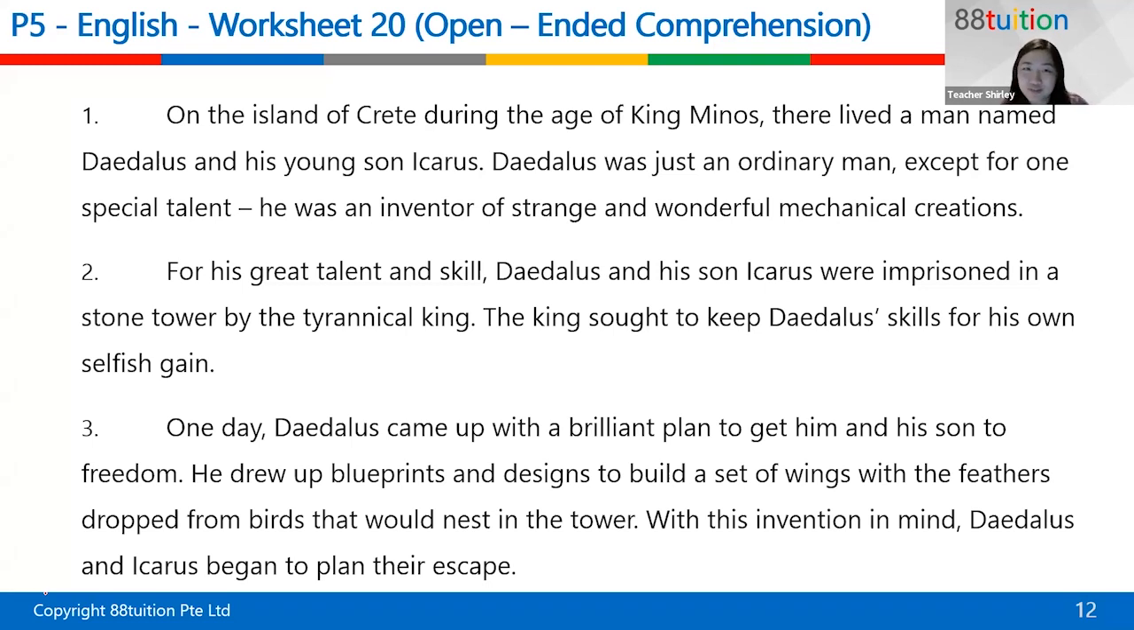Paragraph 2. For his great talent and skill, Daedalus and his son Icarus were imprisoned in a stone tower by the tyrannical king. The king sought to keep Daedalus' skill for his own selfish gain.